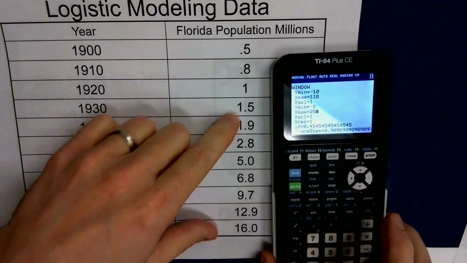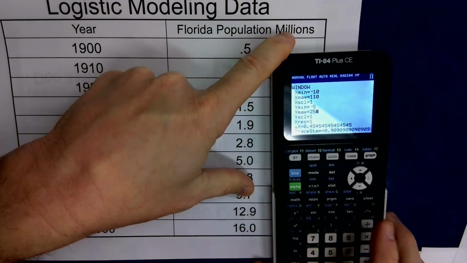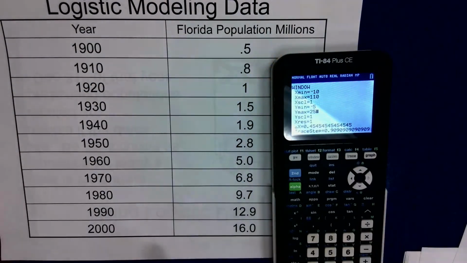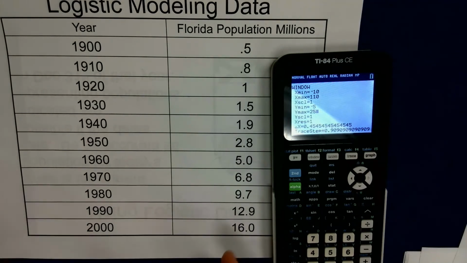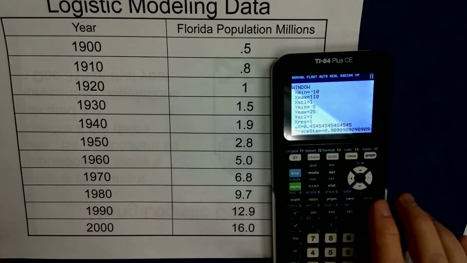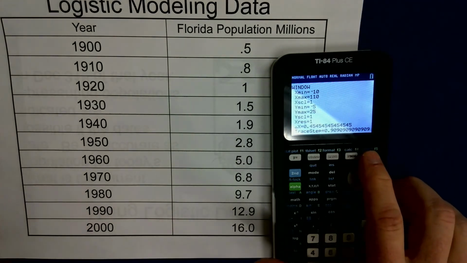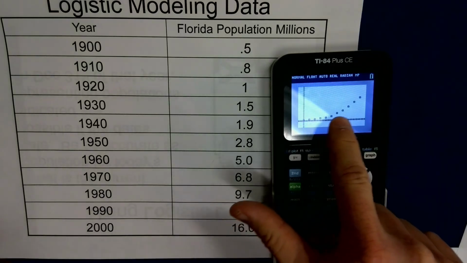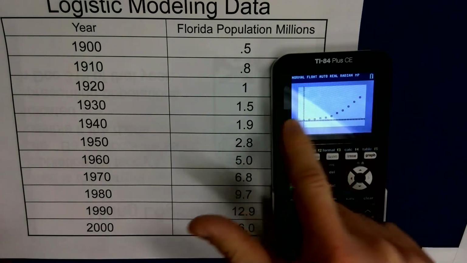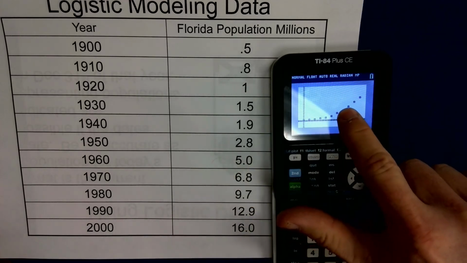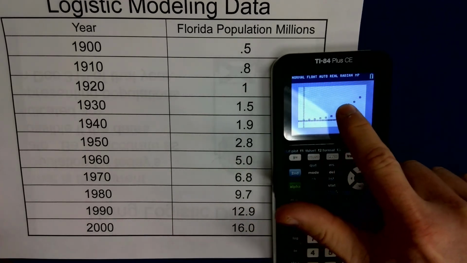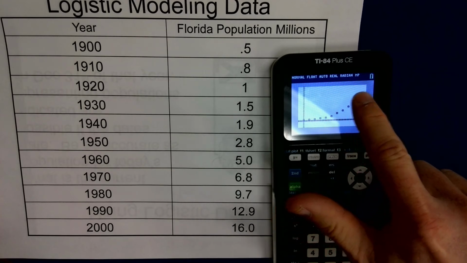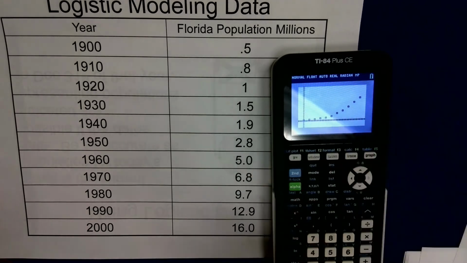So reminder again, this is population in millions of people. And this was the year 2000. Maybe it's even bigger now. I guess we'll find out. Okay, so now I'm going to hit graph and look at that. It kind of looks like it's exponential growth. But right about in there, that upswing starts to taper off.